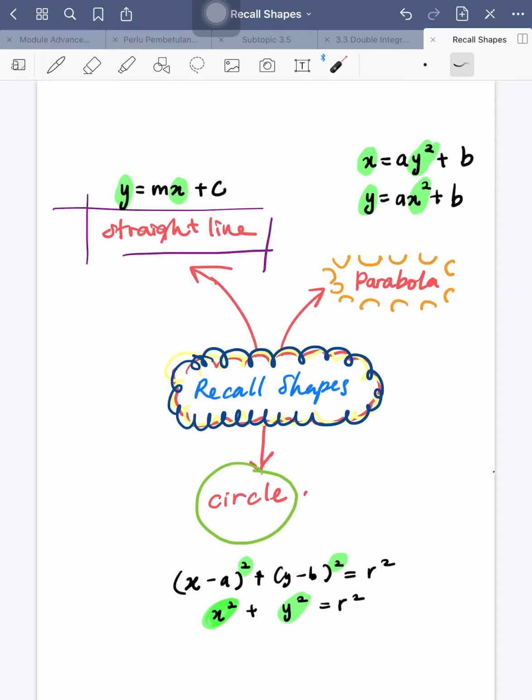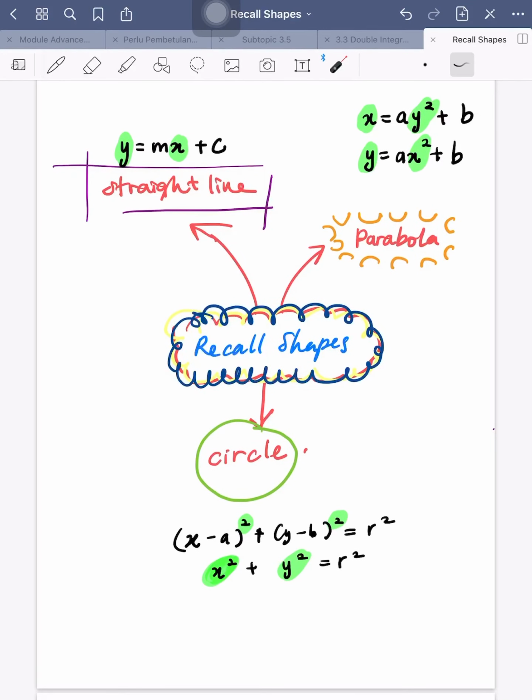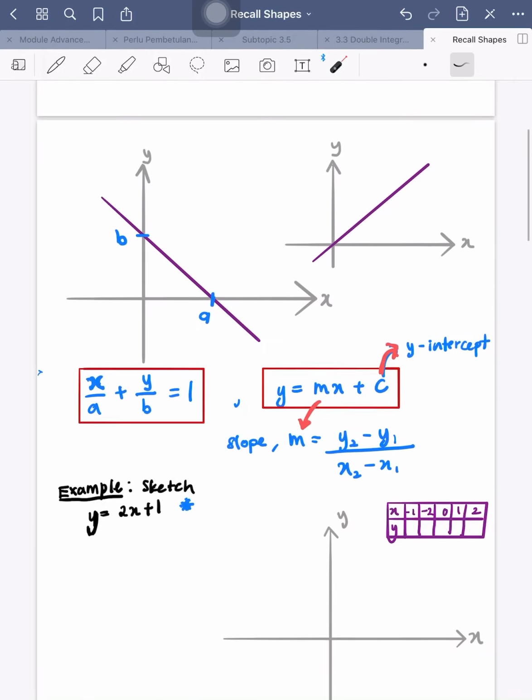Actually, if the numbers are different or there is some slight change in the equation, it could give you another shape. However, in advanced calculus, we are specific with these three shapes only. So if you see both power of 2, it is a circle; one power of 2 and one power of 1 is a parabola; and if both are power of 1, it is a straight line. Okay, let's go to specific shapes.